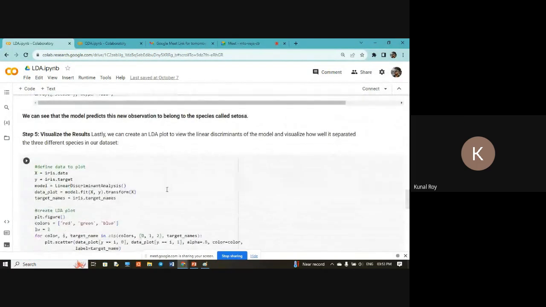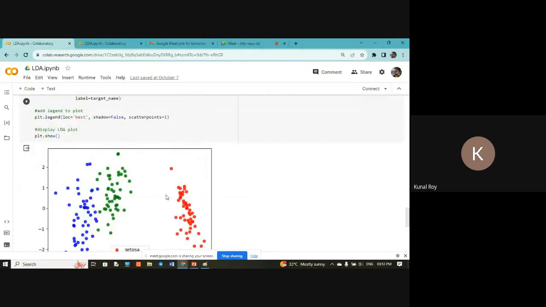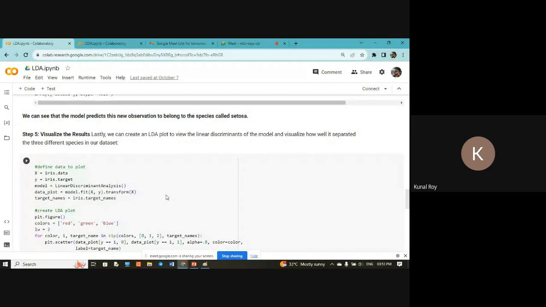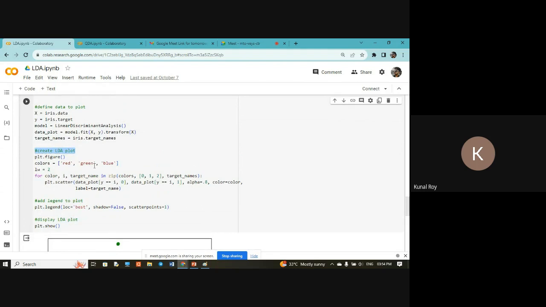But how can we implement this in a visualization part? Whatever data we have taken and observed, how do we visualize it? Here we will use the matplotlib library, which you have already learned, where x is the data and y is the target. Target means the predicted class. First we define the data points, then we create the LDA plot.